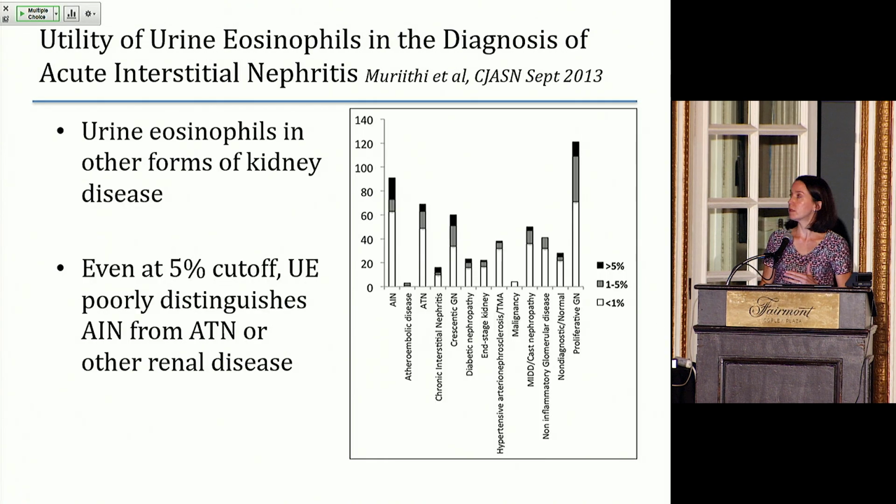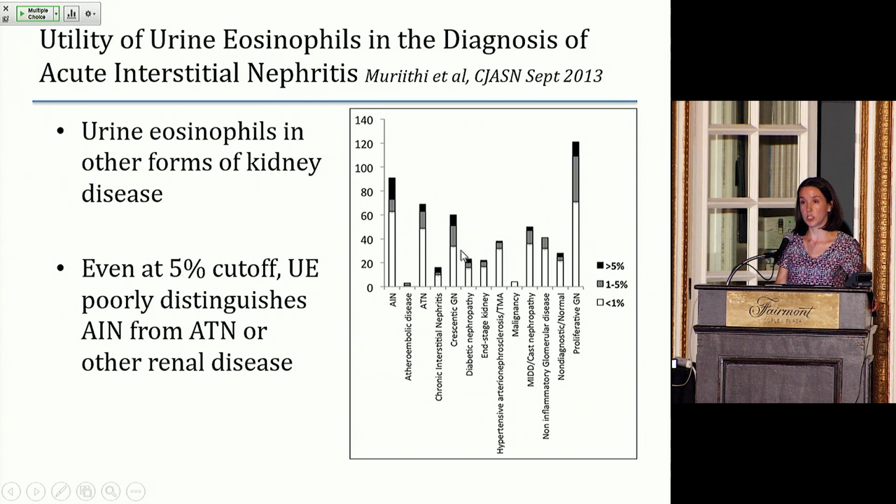And for me, this is probably the most important graph in the paper, because it looks at urine EOs and other forms of kidney disease. And essentially, even if you use a 5% cutoff in urine EOs, which is the dark part of the bars here, this is interstitial nephritis here. So if you use less than 1% urine EOs, 1 to 5%, or greater than 5%, this is the number that were detected. But as you can see, if you look at ATN, there's a reasonable amount of your patients that will have high urine EOs here.